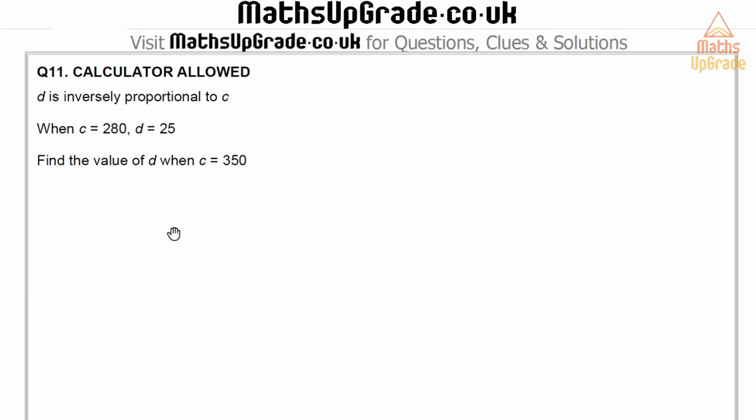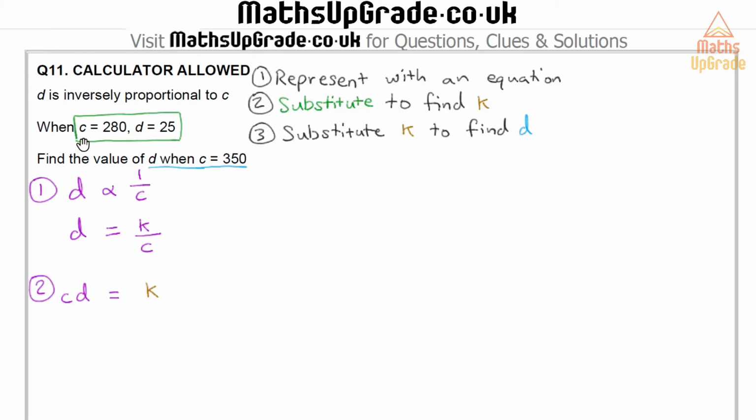Question 11, I'm told that D is inversely proportional to C. When C equals 280, D equals 25. Find the value of D when C equals 350. So I'm going to represent this information with an equation and substitute these values to find the constant, and substitute the constant to find the value of D. So here's my steps here. Representing this with an equation, I'll get D is proportional to 1 over C since it's inversely proportional.